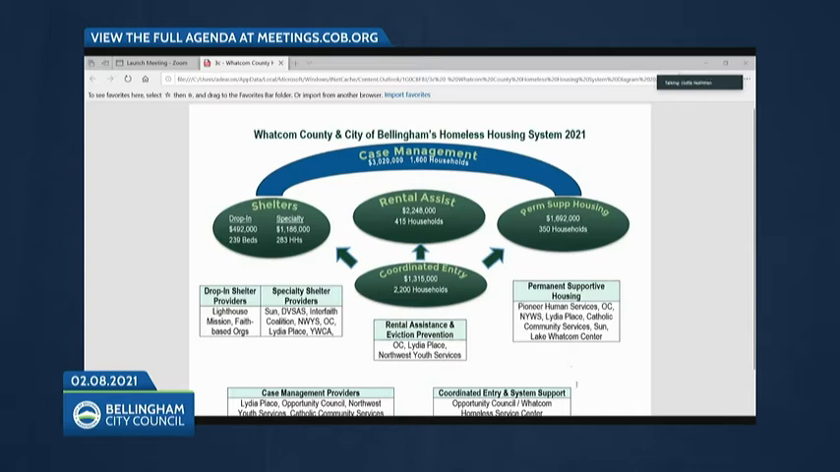Okay, I'll jump in. On this graph, are the dollar amounts here expected for 2021? I'm assuming it's not up till now in 2021, correct? This is expected for 2021.